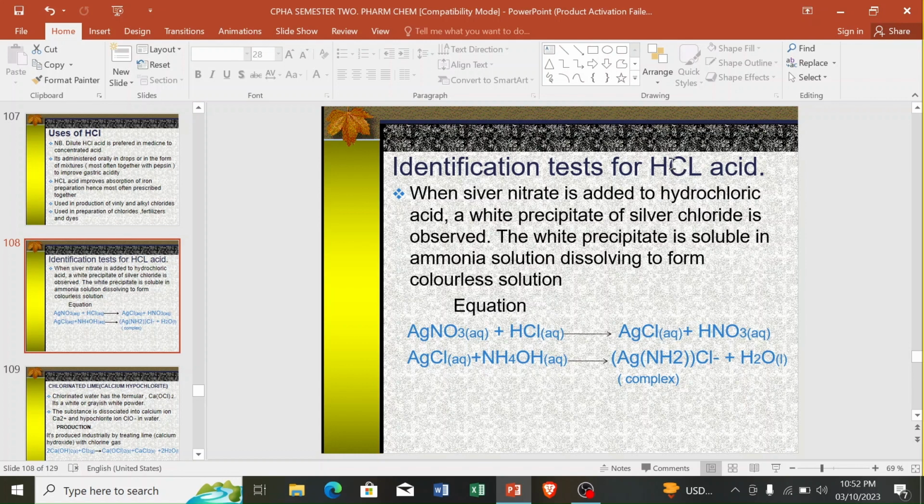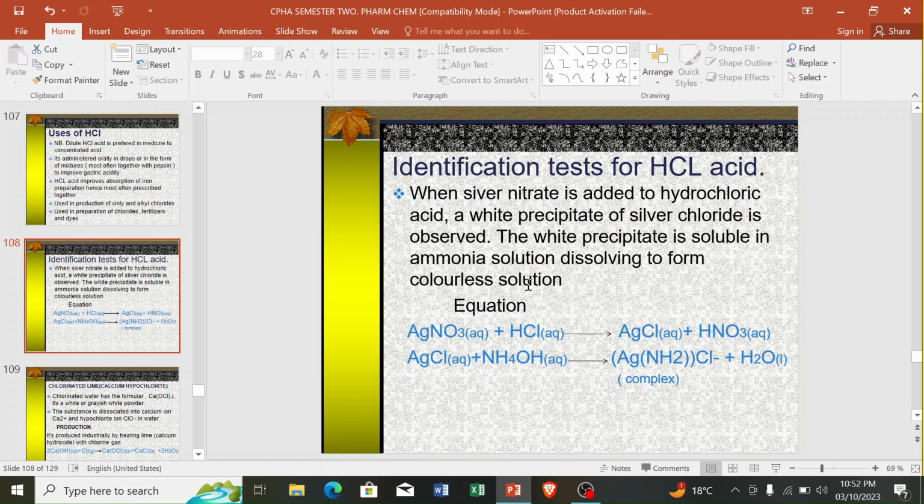However, when we look at the chloride ion, we see that these are halogens here, and we can easily identify them, or they have a specific reagent that we use for identifying them, and that reagent is our silver nitrate. So when silver nitrate is added to hydrochloric acid, we expect a white precipitate if a chloride is present. So that's why we are saying a white precipitate of silver chloride is observed. The white precipitate is soluble in ammonia solution, dissolving to form a colorless solution.